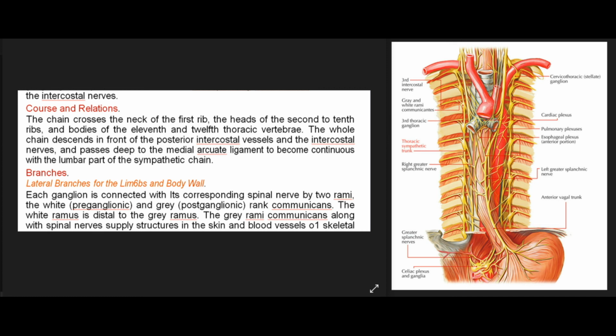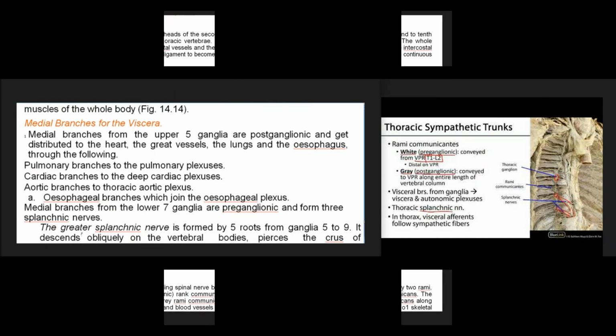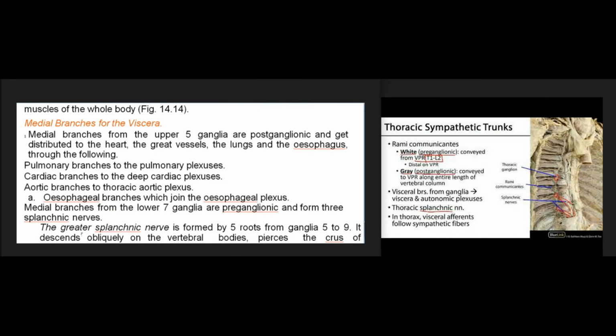Each ganglion is connected with its corresponding spinal nerve by 2 rami, the white, preganglionic, and gray, postganglionic, rami communicantes. The white ramus is distal to the gray ramus. The gray rami communicantes along with spinal nerve supply structures in the skin and blood vessels, and skeletal muscles of the whole body, Fig 14.14. Medial branches for the viscera.